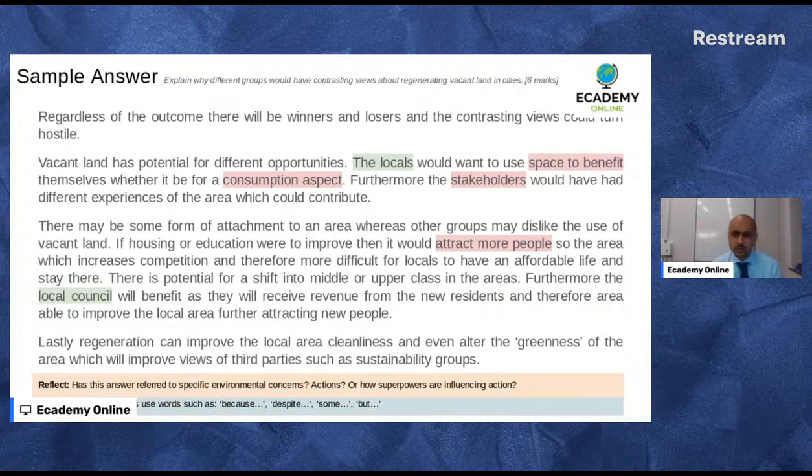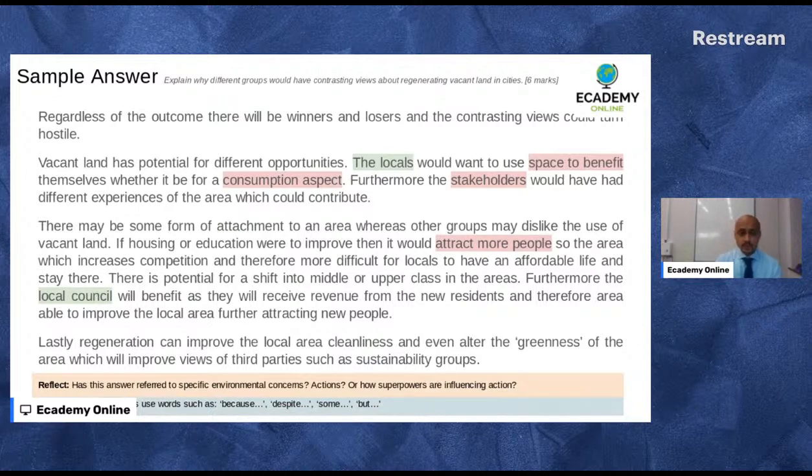And then it talks about, furthermore, stakeholders would have had different experiences of the area which would contribute. So that's left it to imagination, right? So the stakeholders would have different experiences. So positive experiences or bad experiences? Which one are you referring to? And do you mean by contribute that's what's influencing whether they are for it or against vacant land being regenerated, right? So again, if this was your own teacher marking this question, they would know kind of what you're trying to say, right? But the examiner won't give you that benefit of the doubt.